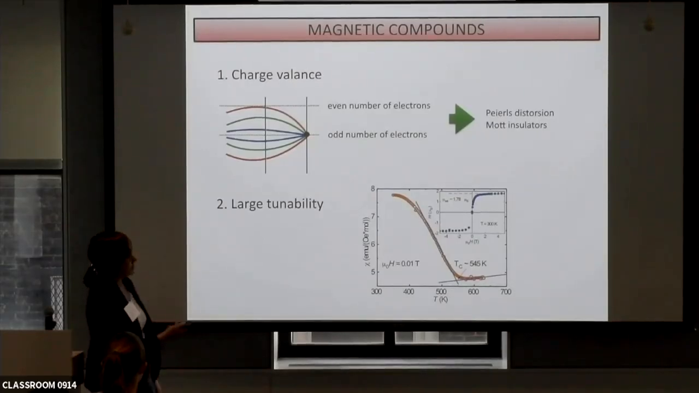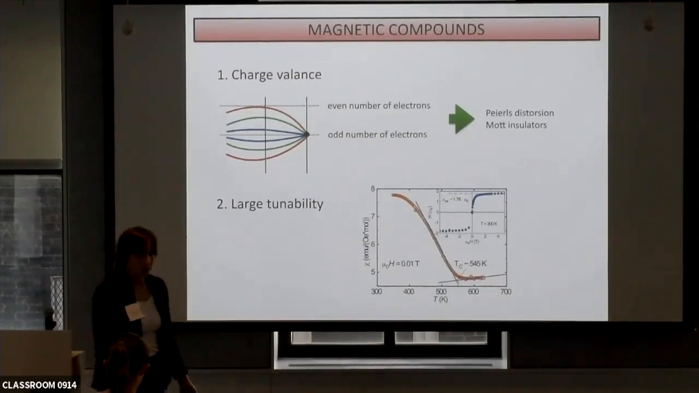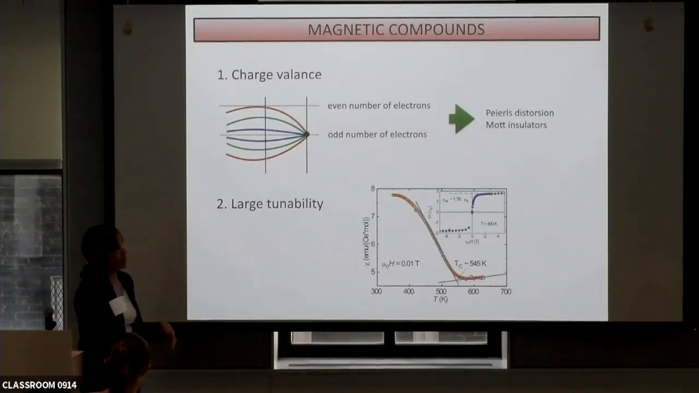So what the material does is either you have the nodal crossings below the Fermi level, or it experiences a Peierls distortion and breaks some symmetry, or it becomes a Mott insulator, or more naturally, when we have an odd number of electrons, it becomes magnetic.